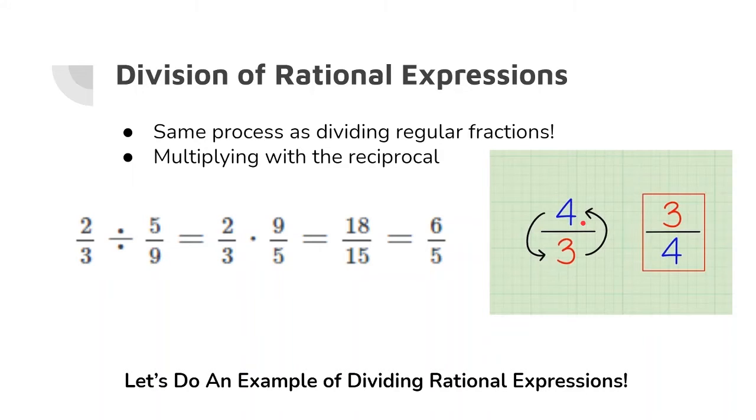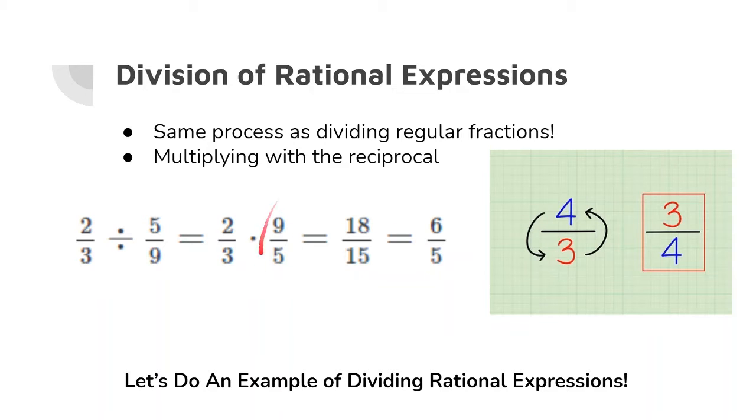Now moving on to division of rational expressions. So this is also the same process as dividing regular fractions, but specifically for rational, or just in fractions, you notice that you have to multiply it by the reciprocal, and the reciprocal just means that you're flipping the numerator and the denominator. So 4/3 is just going to become 3/4. 3/4 is the reciprocal of 4/3.